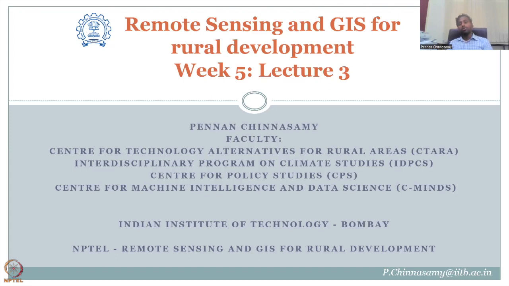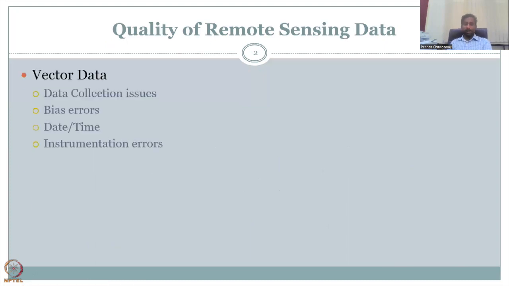One important thing in week 4 and week 5 is we need to understand the data before we use it. So on that note, while we discuss the raster data, let us discuss what issues can come up in remote sensing data plus vector data for GIS while using it for rural development. Initially, vector data we will discuss.